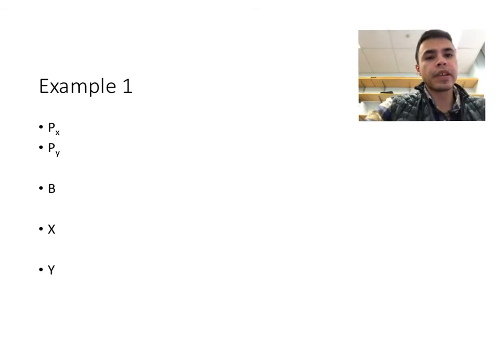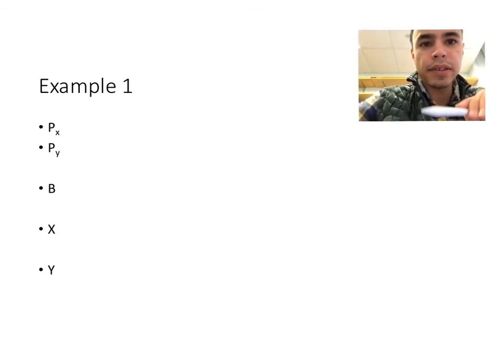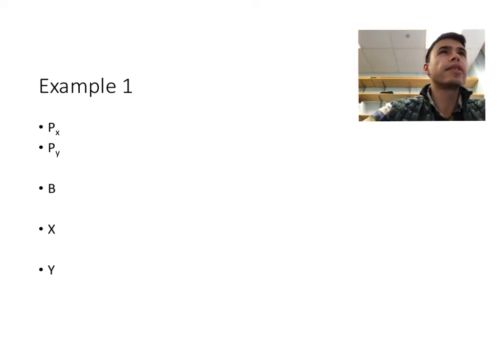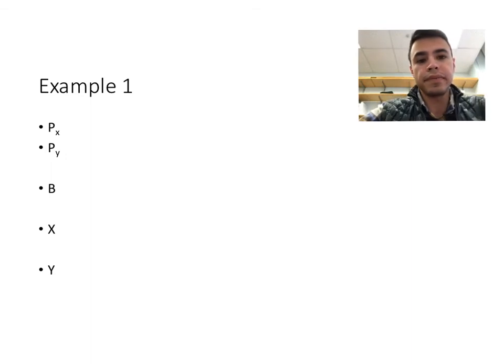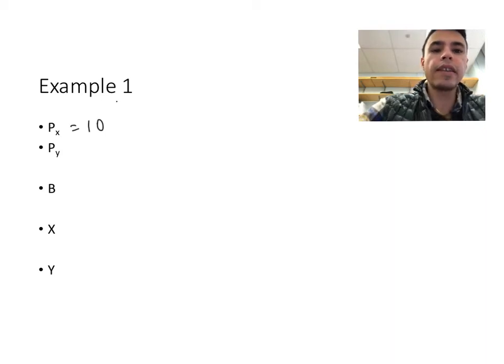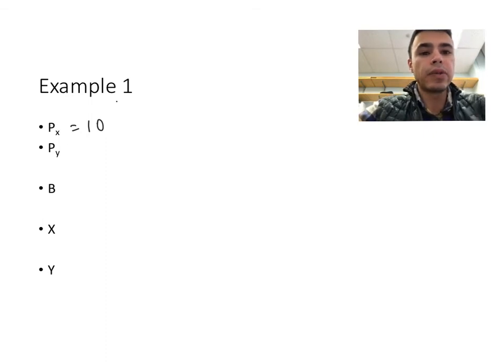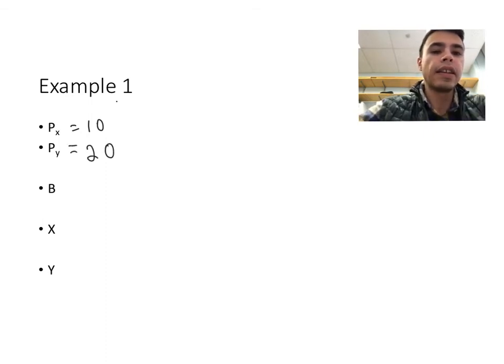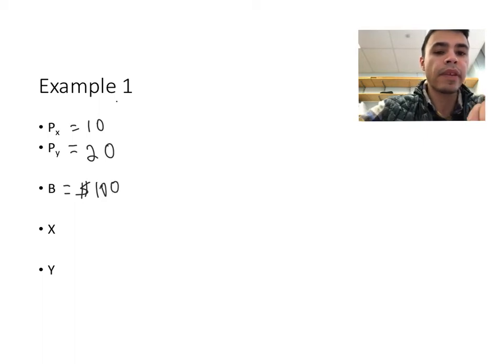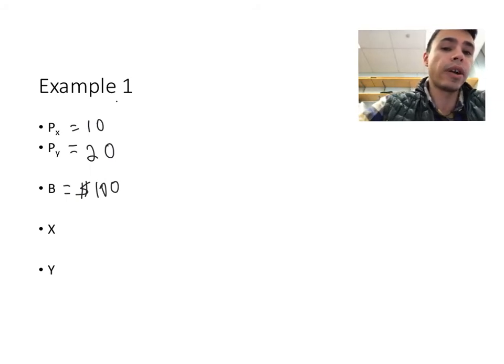So continuing with our example, let's say that the price of good X, PX, is something easy, $10 a unit. So we set PX equal to 10. And let's set the price of good Y, PY, equal to 20. Let's say, keeping up with what we just said, our total budget is $100. And we have to decide how to distribute our money between good X and good Y.